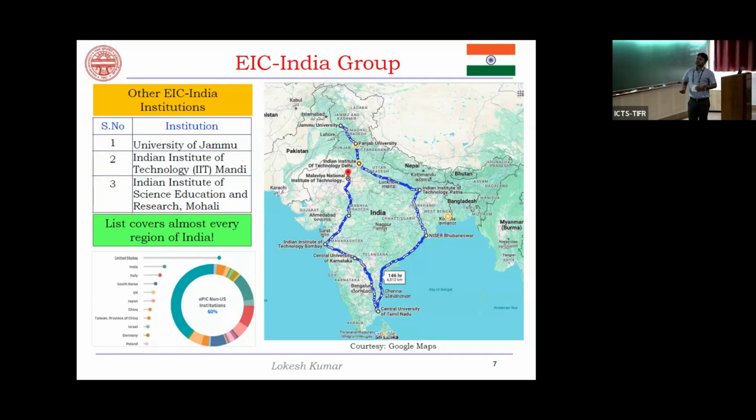Also, if you look at this bar chart, after the US, the largest number of institutions in EPIC is from the Indian groups. So that is also one of the major workforces here in India.